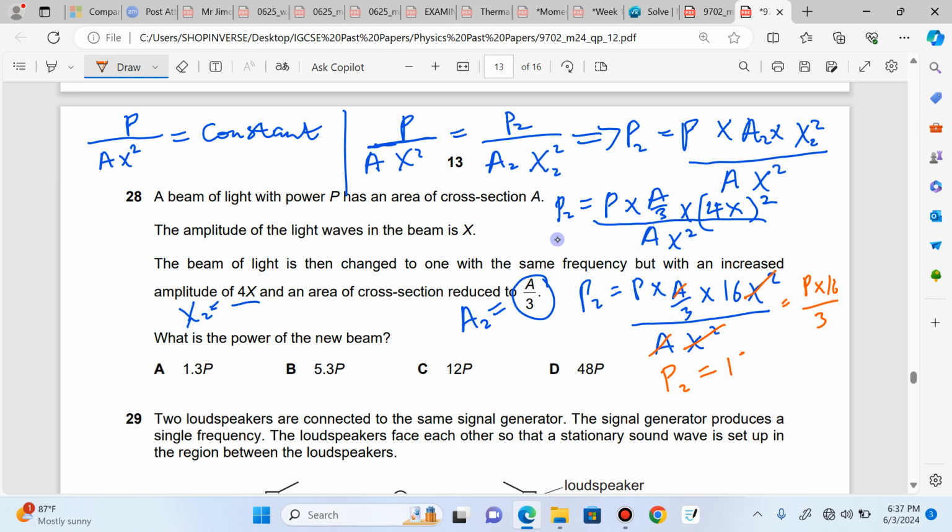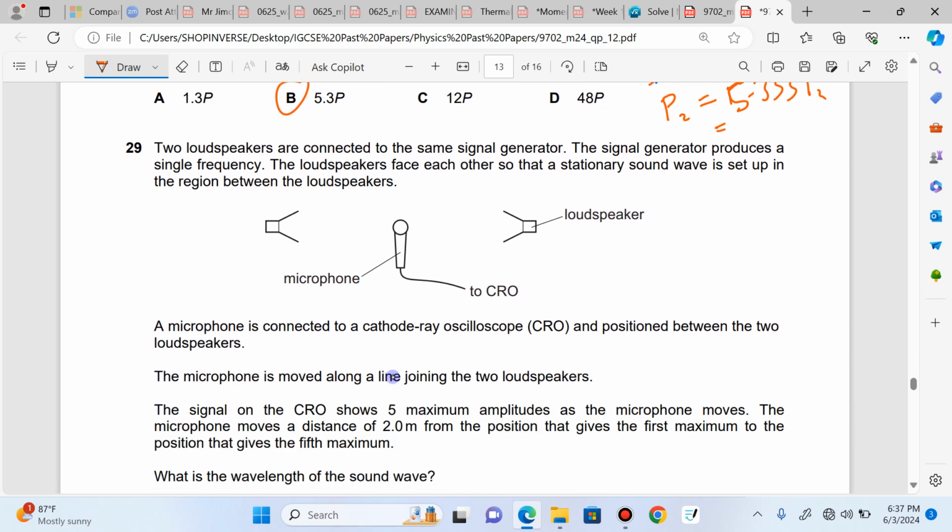So P2 equals 5.3333333 P. Write to two significant figures because, do I have any number with a significant figure given? No, I don't have any. Okay, then I can just write it to two significant figures, which is 5.3P. Yes, considering the options given to me, that makes B the correct answer to question number 27. We go straight to question number 28.